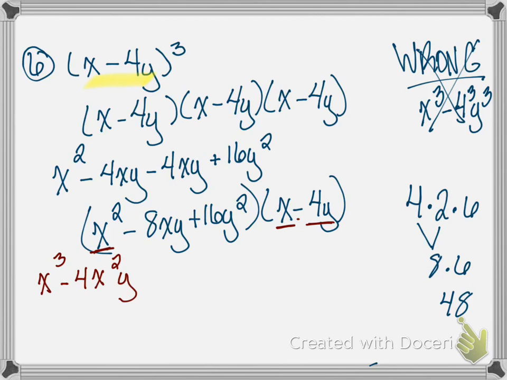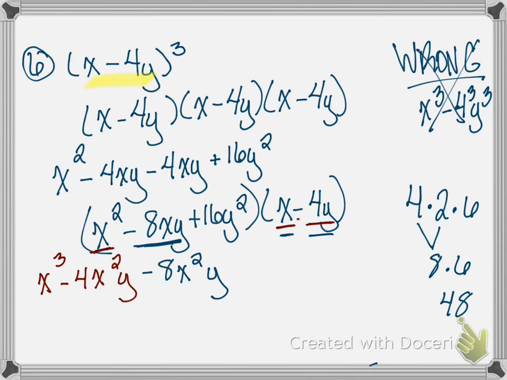Okay, now let's do the next one. We'll do it in a different color. So now I've got negative 8xy, and I need to multiply that times x and times negative 4y. So negative 8, I don't have any other variable or any other coefficient there, so I'm just going to keep my negative 8. Then I have x times x, which is x squared, and then I have my y.